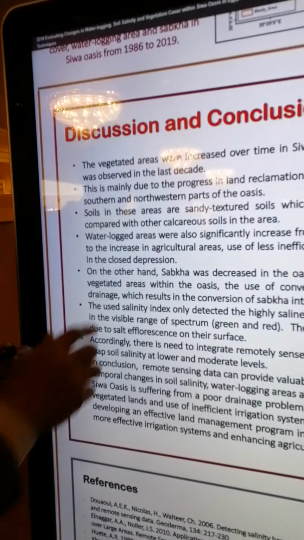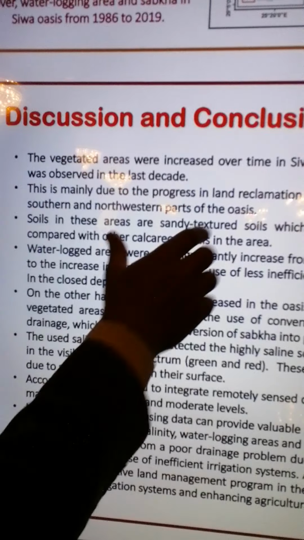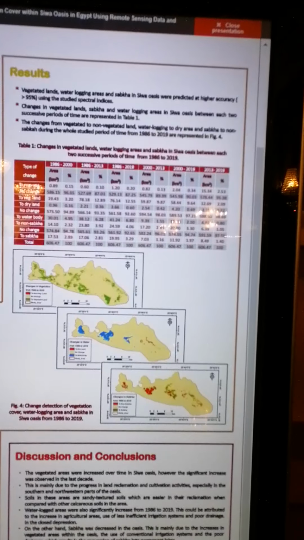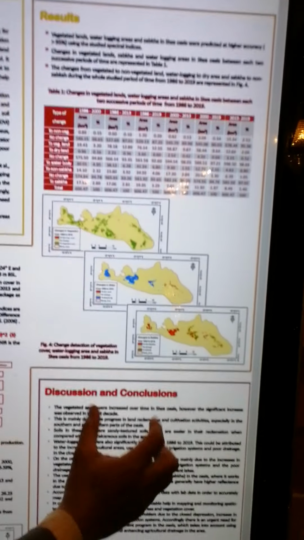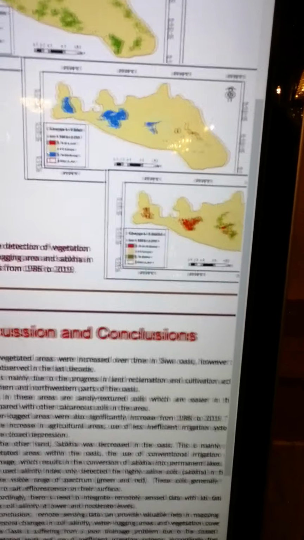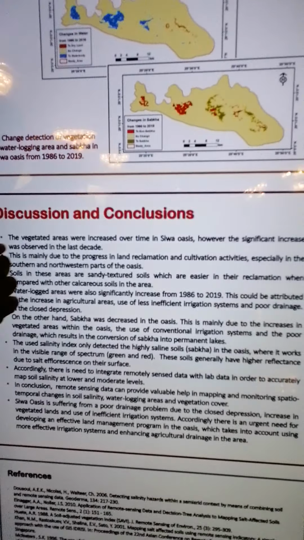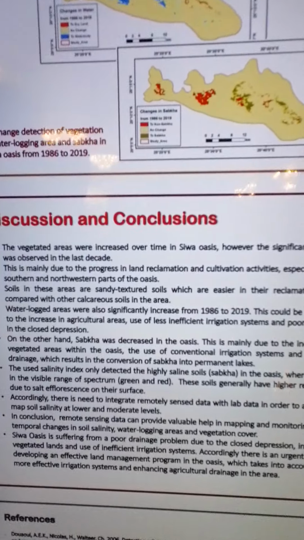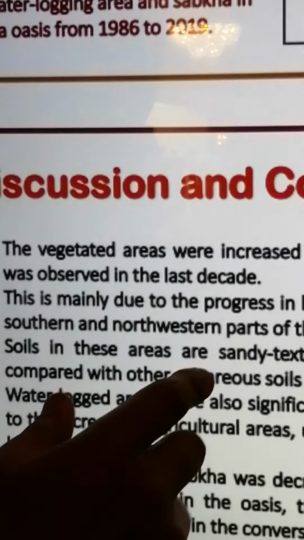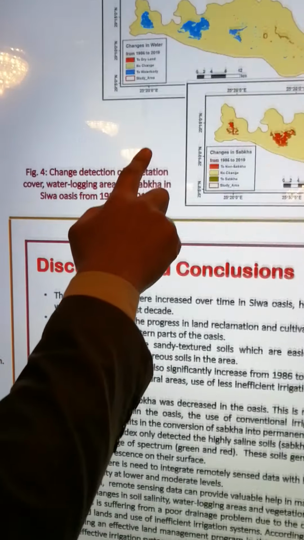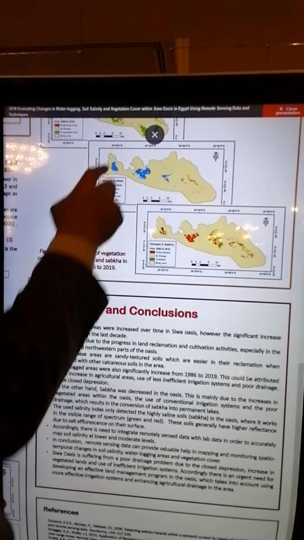In the discussion and conclusion, I found there is an increase in vegetated areas over time in Siwa oasis, and this was mostly observed in the last decade. This may be due to the progress in land reclamation and cultivation projects in this area, especially in the south parts and northwestern areas of Siwa oasis.